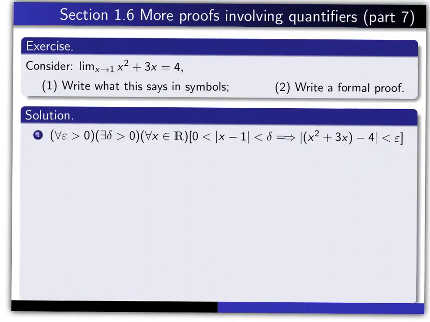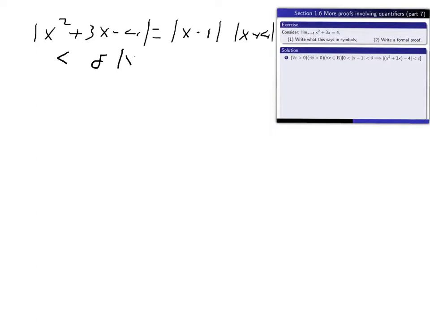Okay, so let's calculate this quantity x squared plus 3x minus 4, and we'll see what's involved. So x squared plus 3x minus 4, of course in absolute value, factors as x minus 1 times x plus 4. Now we're going to be assuming that absolute x minus 1 is smaller than delta. So that's certainly going to be smaller than delta times absolute x plus 4. So the next thing we need is an upper bound on this.